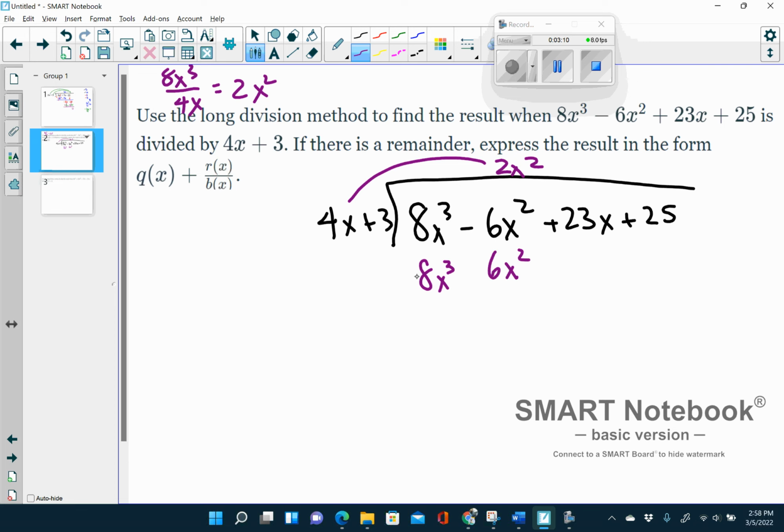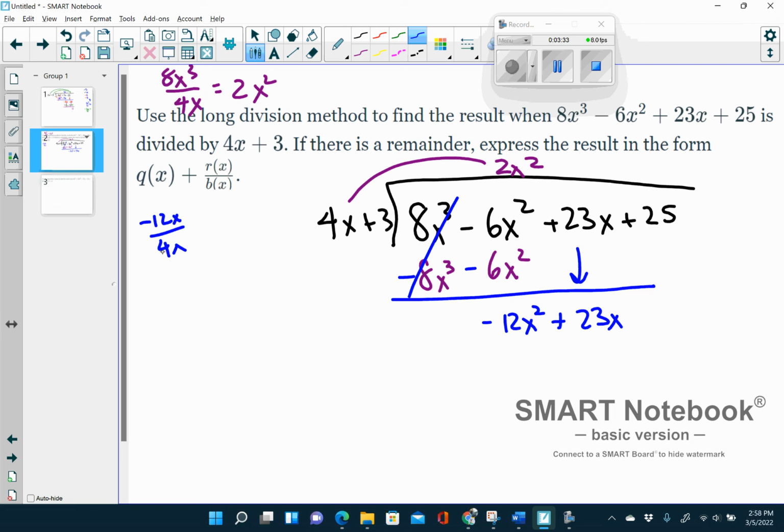They're both positive. You're going to flip those signs, which is going to be negative and negative. These are going to cancel each other out. This is going to be left with negative 12x squared. And then you bring down so that 23x comes down. And you start it again. So you go negative 12x squared divided by 4x. Negative 12 divided by 4 is negative 3. The x's cancel. So you're left with negative 3.